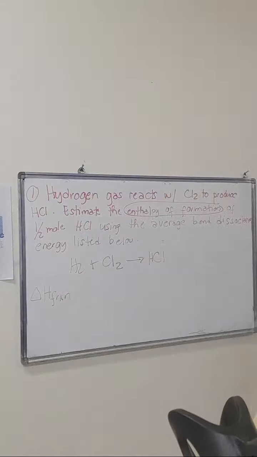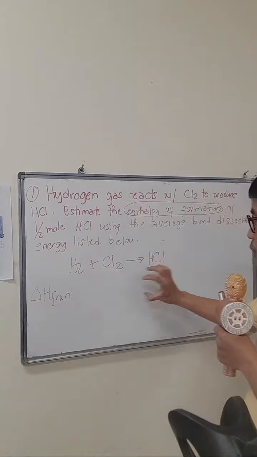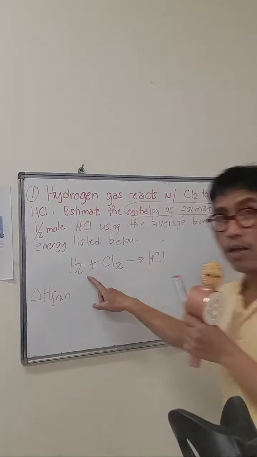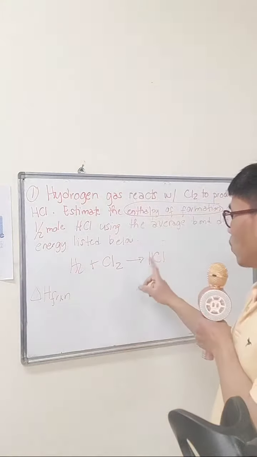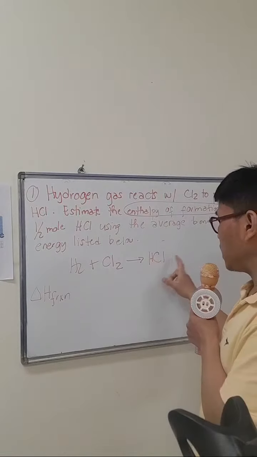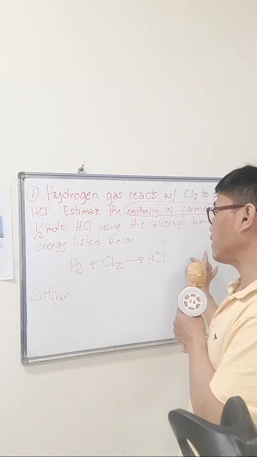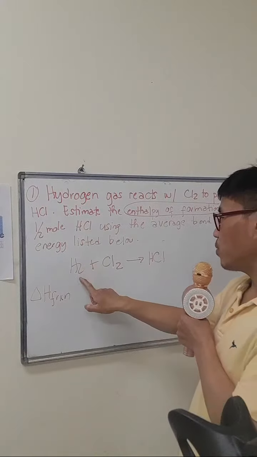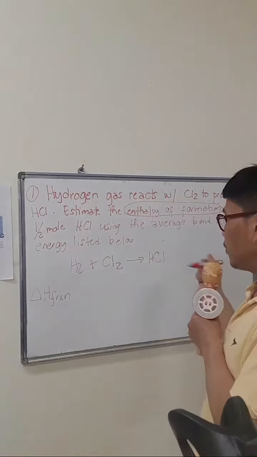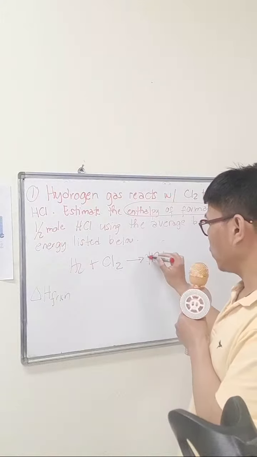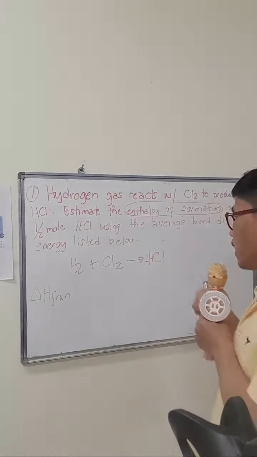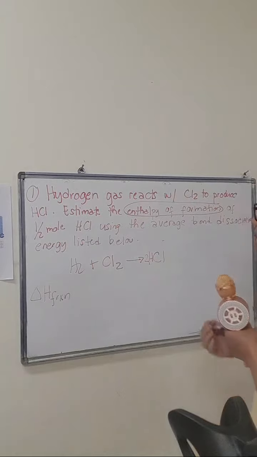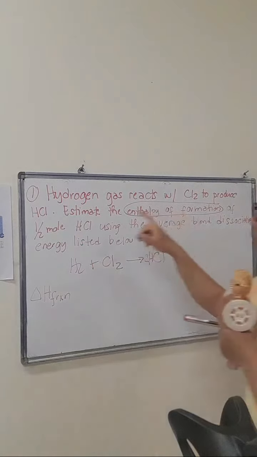Okay, so this is the chemical reaction that we have now. Hydrogen gas plus chlorine gas is equal to HCl. So obviously this is not balanced. Okay, we have to balance the chemical reaction. Okay, hydrogen gas, 2 atoms, there's no atoms on the other side, so put 2 here. Okay. Then chlorine gas, this is balanced.